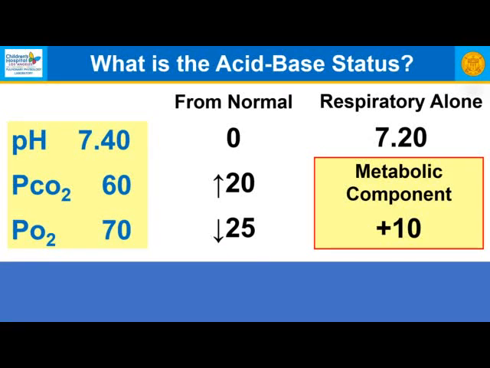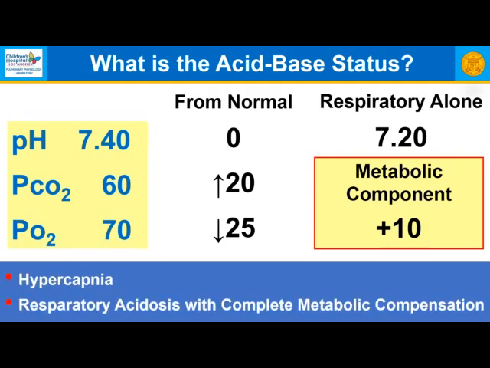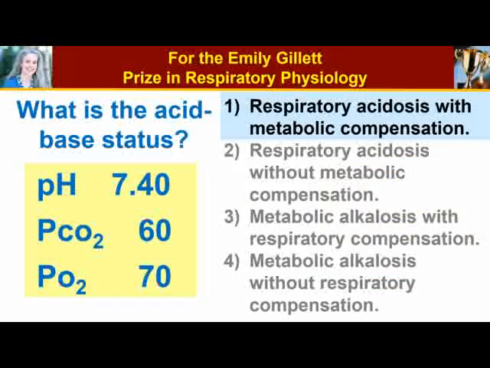Again, 7.4 minus 7.2 is 0.2, or 20 hundredths of a unit. Half of that is 10, and that's your metabolic component. So this is hypercapnia. There is a respiratory acidosis, even though the pH is normal, but there is a complete metabolic compensation. Why complete? Complete because the pH is normal, right? So metabolic compensation completely compensated for this respiratory acidosis. So in this case, the answer is a respiratory acidosis with metabolic compensation, in this case, complete.